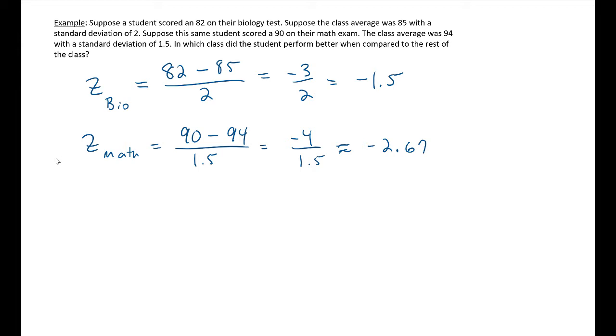So the question is, in which class did a student perform better in? Well, let's be honest. He didn't do great in any of these tests, relatively speaking, because he's below the class average. But the question is, which class did he do better in? Well, think about it. When it comes to taking exams, the higher or the more positive your score is, the better you are when it comes to taking exams. So keep in mind, these are negative numbers. It turns out that negative 1.5 is a larger number, is a more positive number, so to speak, than a negative 2.67. So that means that he did better in biology.